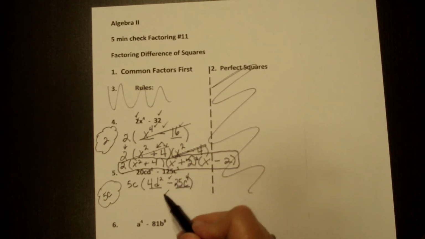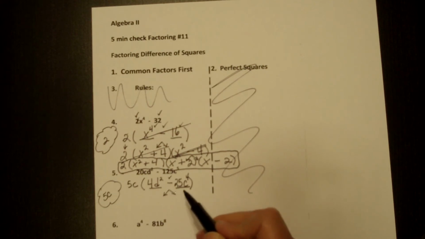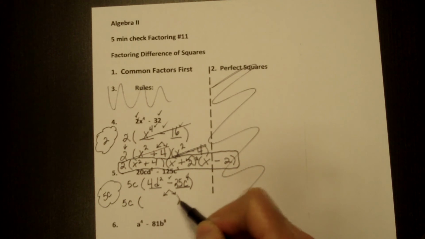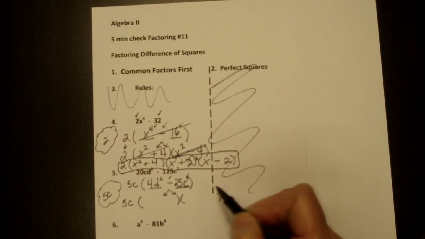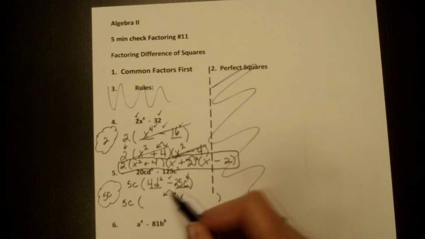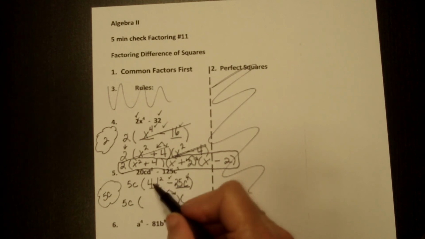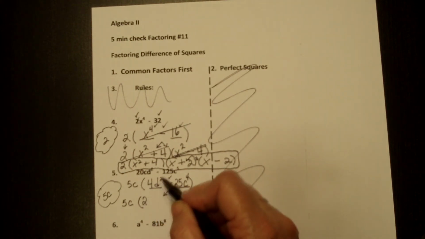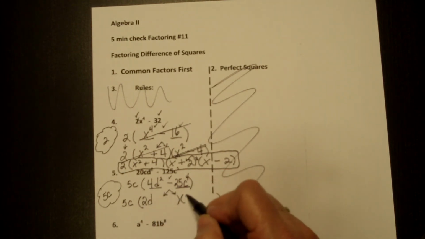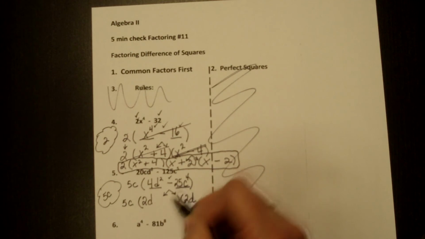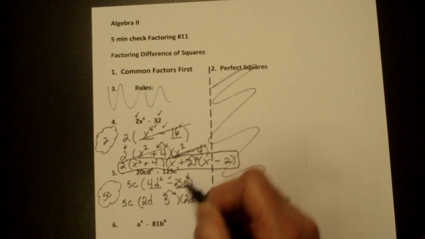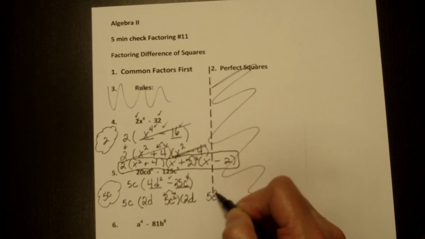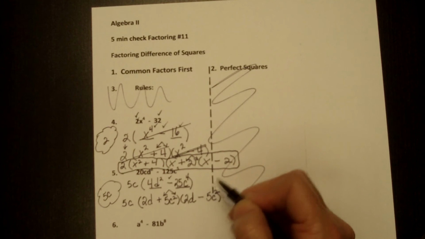So this is going to turn into 2 other parentheses. So we'll still have the 5C. I'm going to write my 2 new parentheses, and this is going to actually change to these 2 things. So we actually won't have this anymore. So the square root of 4 is 2. Square root of D squared is just D. The square root of 25 is 5. The square root of C to the 4th is C squared, just half it. And then 1, of course, is going to be a plus, and 1 is going to be a minus.